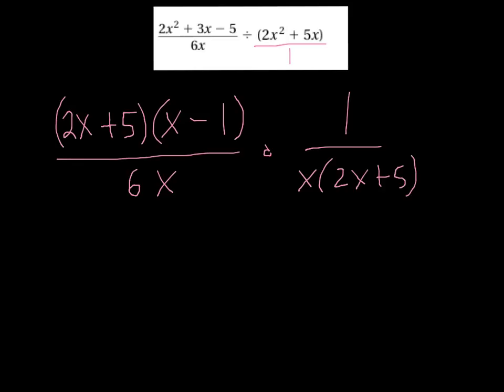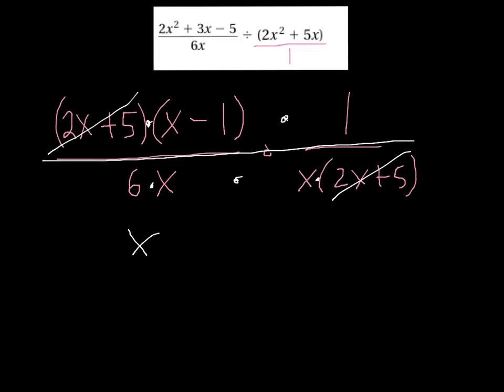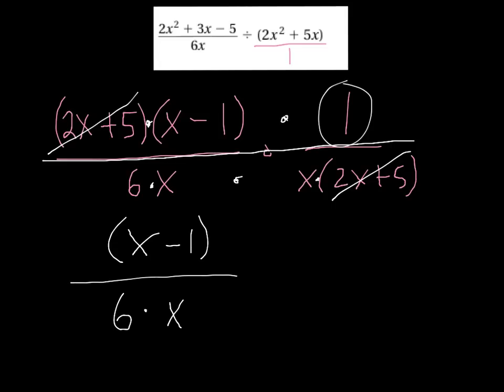Again, since everything's connected by multiplication, I just look at everything up here as one big multiplication problem. Alright, well, let's see what we can do here. We can cancel out the 2x plus 5 and the 2x plus 5. And then what? Not much really cancels. So we're going to have an x minus 1 times 1, which is just x minus 1, all over 6 times x squared.